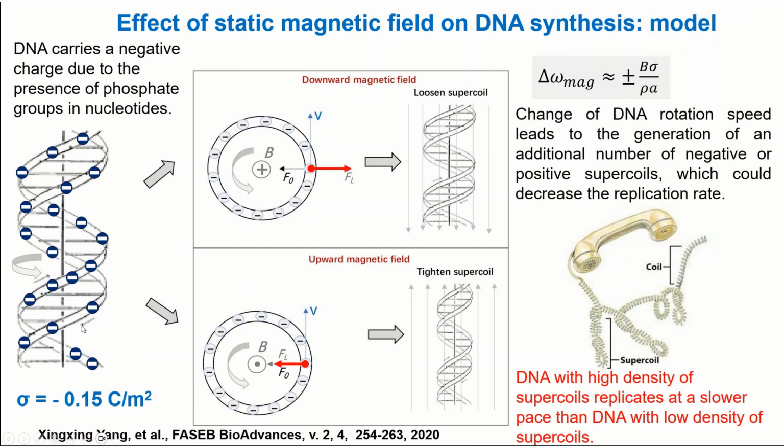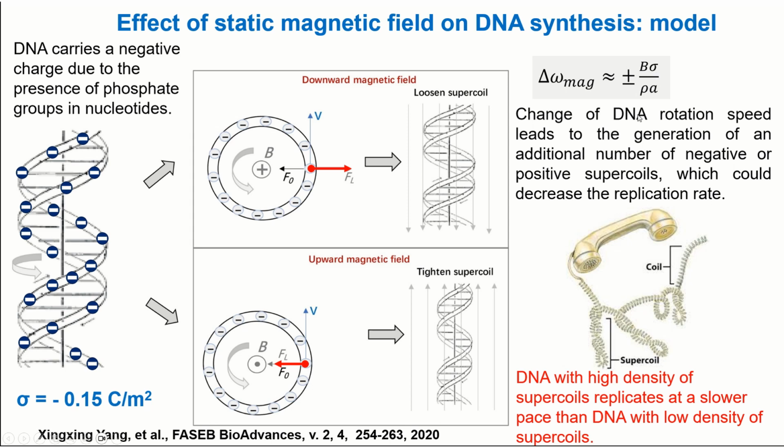As illustrated here, DNA carries negative charges due to phosphate groups in nucleotides. DNA rotates during its replication. Thus, the moving charges are subjected to the Lorentz force, which changes direction in response to the upward or downward magnetic field depicted here. As a result, a segment of DNA rotates with a higher angular velocity in the upward magnetic field than in the downward field, as described by this formula.